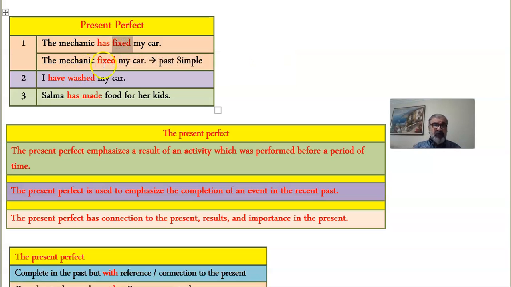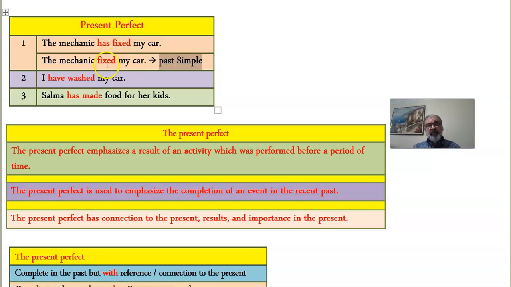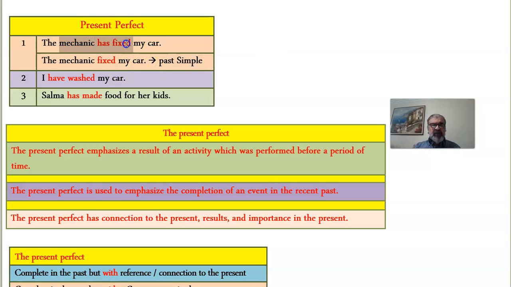But bear in mind, if you say the mechanic fixed my car, this is simple past. You know what this could mean? It could mean that your car is not fixed anymore, and you have to go back to the garage again to fix it up again. Because this is in the simple past, while this one is used in the present perfect. So just remember this, because we took this in a previous tutorial, the simple past and the present perfect, and the differences between the two tenses.